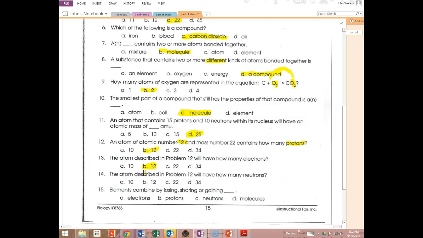The atom described in problem 12 will have how many neutrons? Well, we take the mass number and we subtract the atomic number from it, and we get what? 10 neutrons. And elements combine by losing, sharing, and gaining electrons. It's the electrons that matter when it comes to bonding, not anything else.